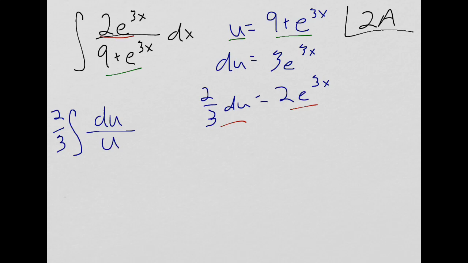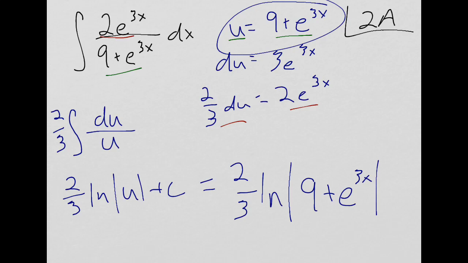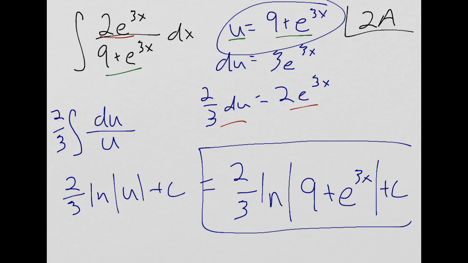This is the reason I'm doing it this way instead of the way it's done on the study guide online on the PDF: this is actually a little bit easier to integrate. So this is 2/3 ln absolute value of u plus c, which now I just have to replace my u with this original piece right here. So I get 2/3 ln absolute value 9 plus e to the 3x close plus c. That's my answer.